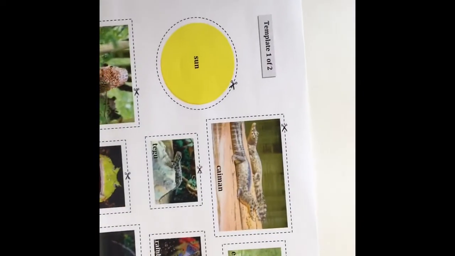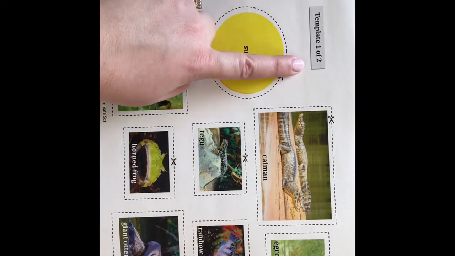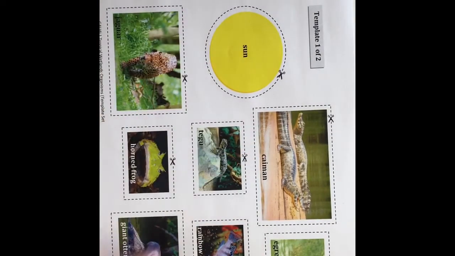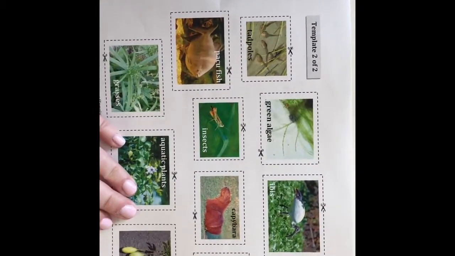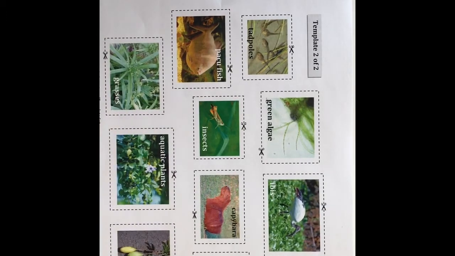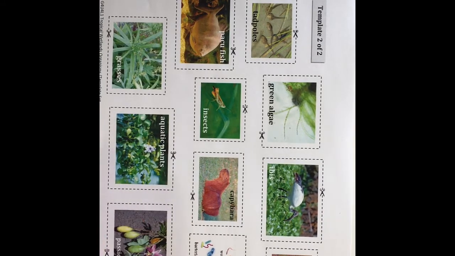It's one per group. You are also getting 2 pieces of paper. One looks like this. It says template 1 of 2. And there's several different organisms, plus our sun. And then template 2 of 2, which has the other organisms. Look, there's our capybara. You know I love my capybaras. And then we have our other group here of our decomposers. So you're only going to have one picture for decomposers.